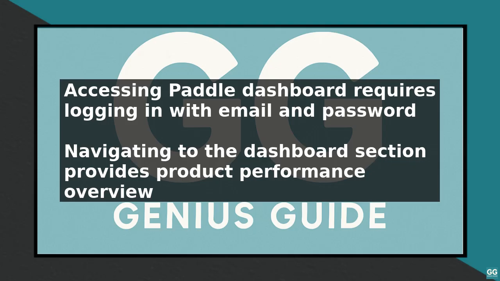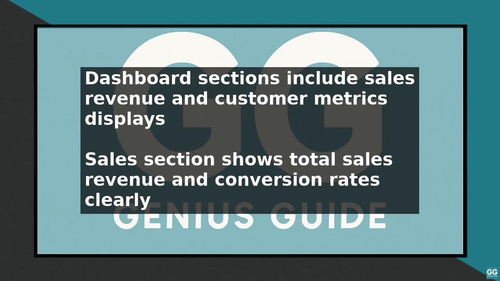The sales section displays the total number of sales, revenue, and conversion rates for your product. The revenue section shows the total revenue generated, including earnings and payouts. The customer section displays metrics such as customer count, trial conversions, and churn rates.